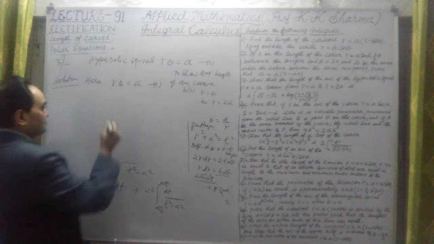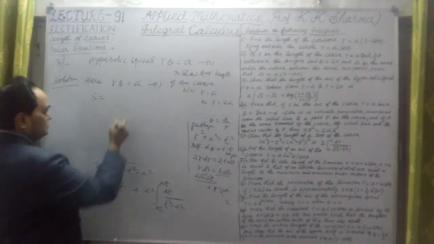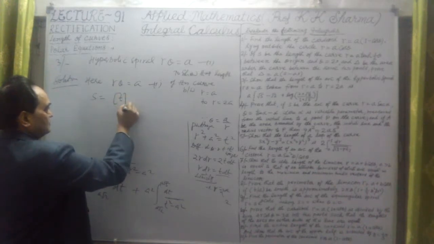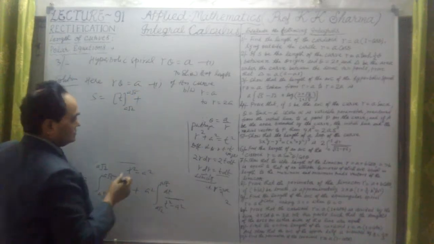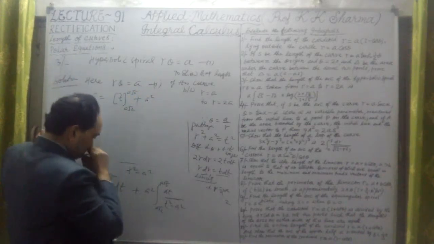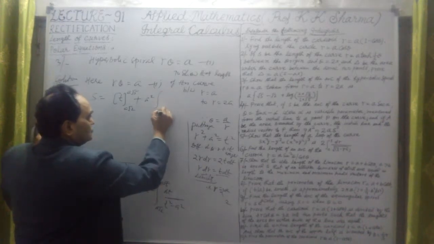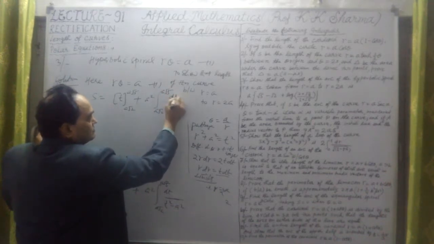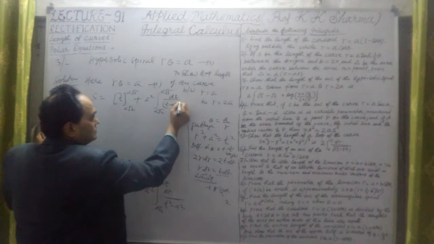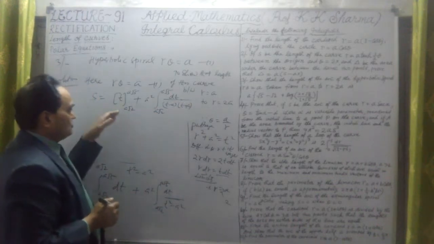What do we get here? Therefore S is equal to the integration of 1 into dt, which is t only, with limits a root 2 to a root 5, plus a square, which we can write as the integral from a root 2 to a root 5 of dt upon (t minus a)(t plus a). We have to integrate this second part. This is I1 and this is I2, suppose.